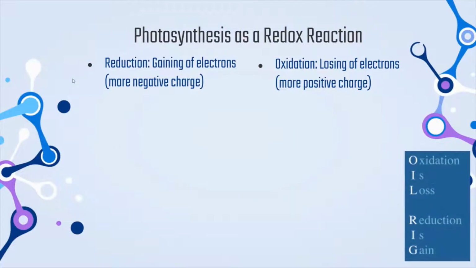So just like cellular respiration, photosynthesis is also a redox reaction, or a reduction/oxidation reaction. So just to review, reduction is the gaining of electrons, which means you have a more negative charge, whereas oxidation is a losing of electrons. And you can remember this through OIL RIG.